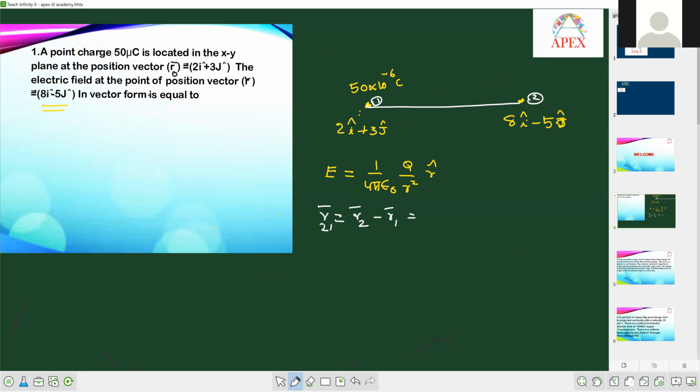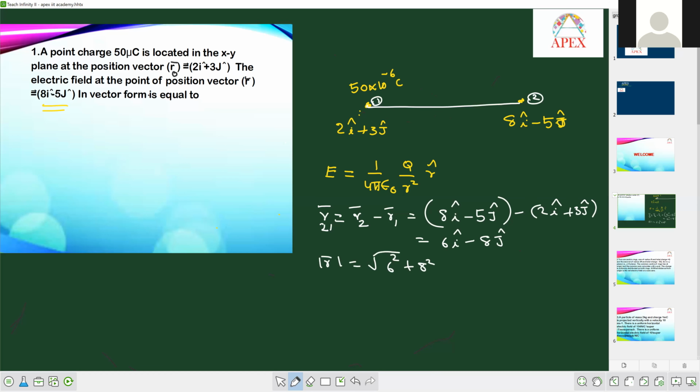So R2 bar value is 8 i cap minus 5 j cap, minus R1 bar, which is 2 i cap plus 3 j cap. And this is equal to 8 i cap minus 2 i cap will be 6 i cap, minus 5 j cap minus 3 j cap, totally it is minus 8 j cap. This is the total vector. But if you want to find out only the magnitude, that is equal to root over 6 square plus 8 square, which is equal to 10 only, 10 meters.